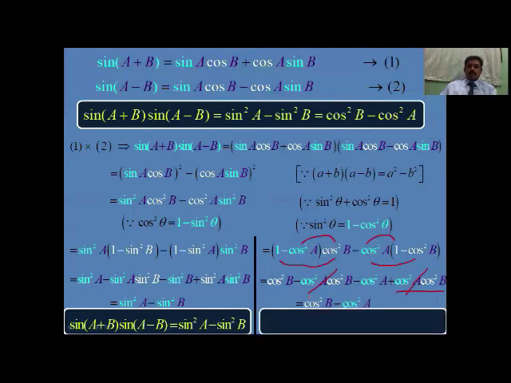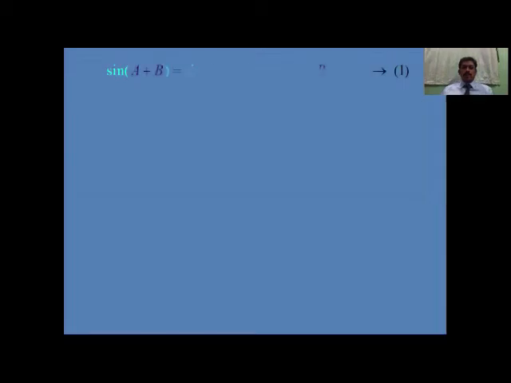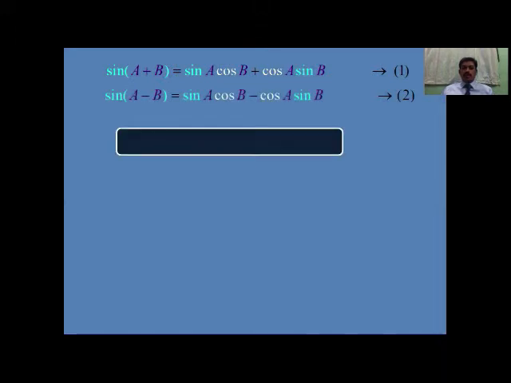Therefore, sine of A plus B into sine of A minus B is also equal to cos square B minus cos square A. I'm going to consider the same formula, sine of A plus B equal to sine A cos B plus cos A sine B, sine of A minus B equal to sine A cos B minus cos A sine B. Using this again, we are going to derive one more formula, that is sine of A plus B plus sine of A minus B equal to 2 into sine A cos B.